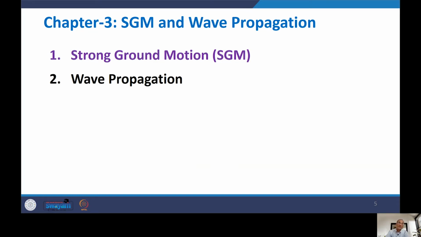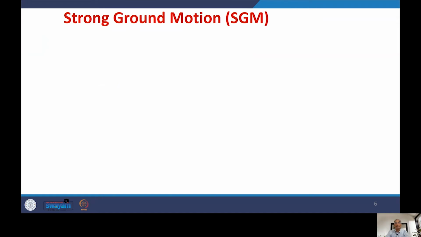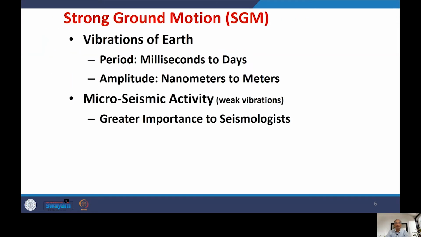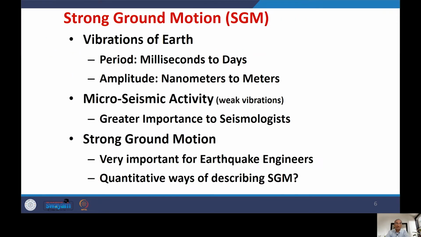So let's talk about what is strong ground motion. Actually, you know that Mother Earth keeps vibrating continuously. When we talk about the period or natural frequency of excitation, the period of the vibration could range from milliseconds to days. It could be very large or it could be very small.